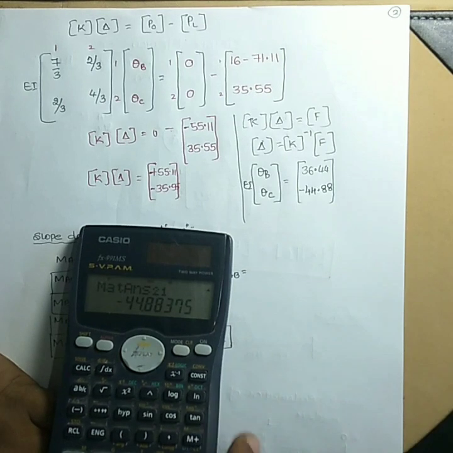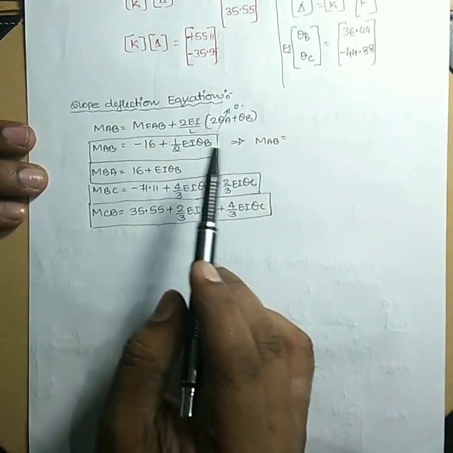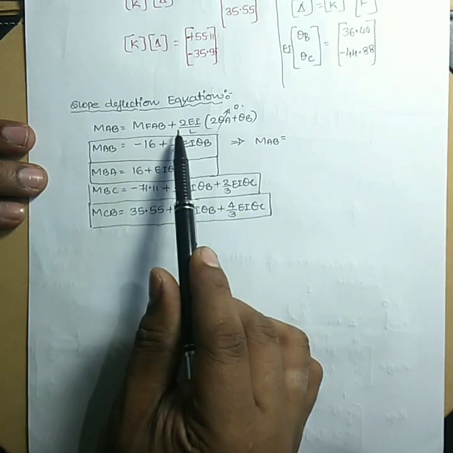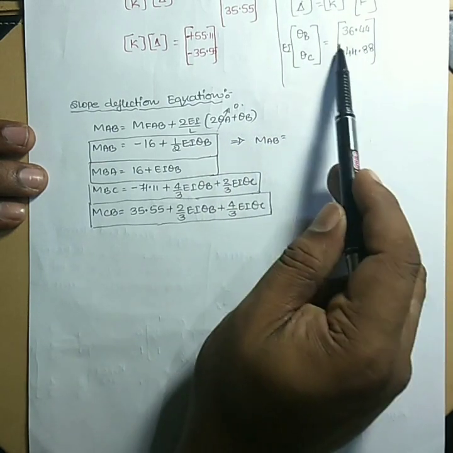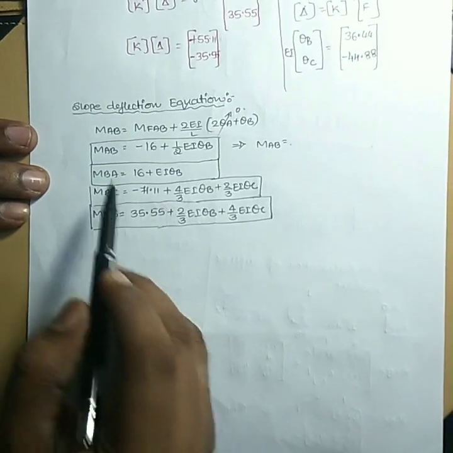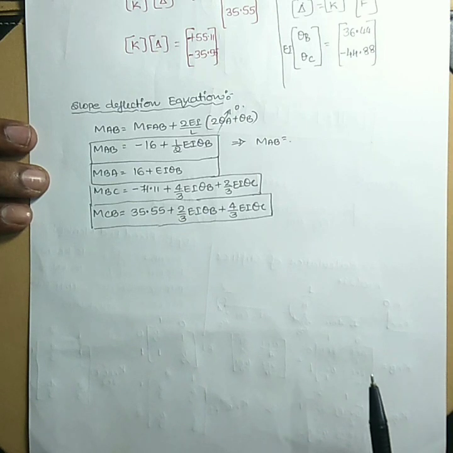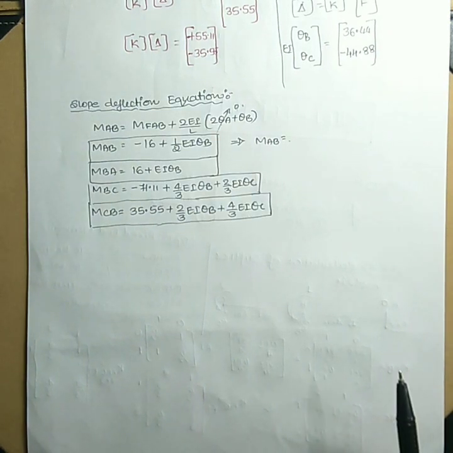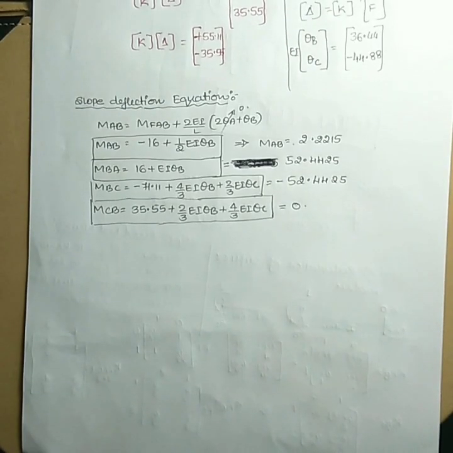Now you can calculate the moments using slope deflection equation. So use the equation MAB is equal to MFAB plus 2EI by L into 2 theta A plus theta B. Here theta A is 0, you have only theta B, and the answer for theta B is 36.44. You can substitute and you will get the answer for MAB. Similarly, you substitute for MBA, MBC and MCB. You will get all the values of MAB, MBA, MBC and MCB. Once you get all the values, you can draw the bending moment diagram. Here I already written the values. Now we will draw the bending moment diagram for this.